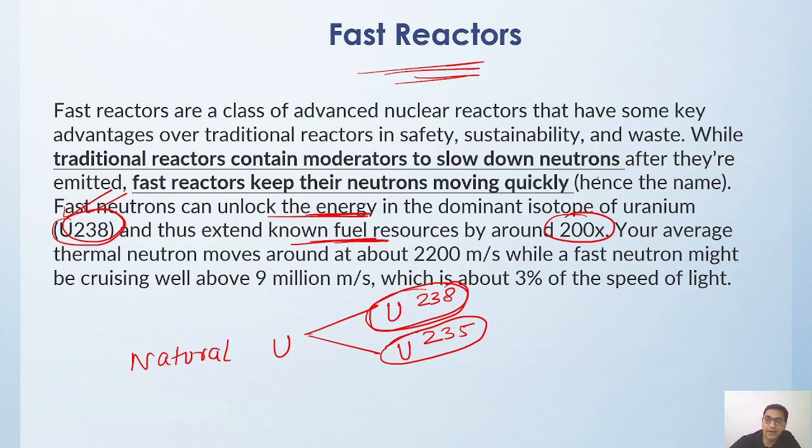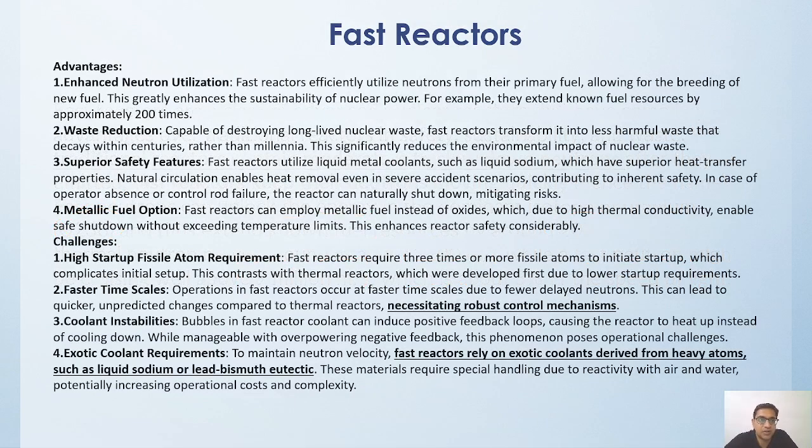We know that the normal speed of a neutron is around 2200 meters per second, while a fast neutron might be cruising at 9 million meters per second, that is 3% of the speed of light. So we can further utilize this natural isotope of uranium in a fast reactor. What are the advantages of that? Obviously it will enhance neutron utilization, because it will further fuel the cycle. Again it will enhance the sustainability of the nuclear cycle. We do not require U-235 always. So the process will increase 200 times, right?